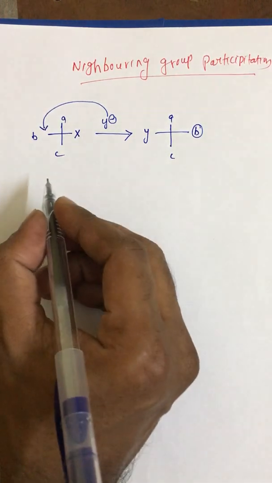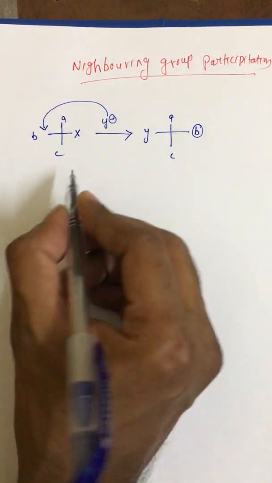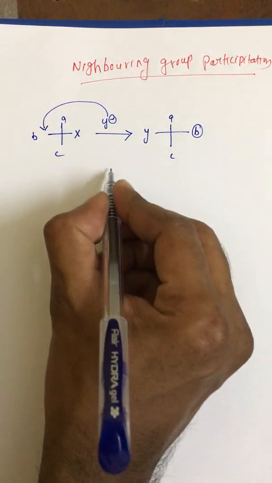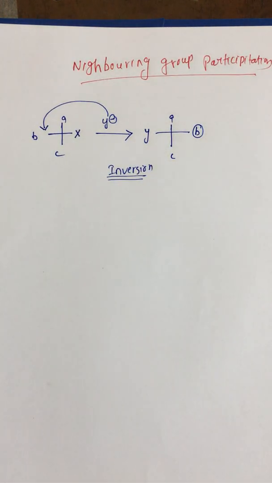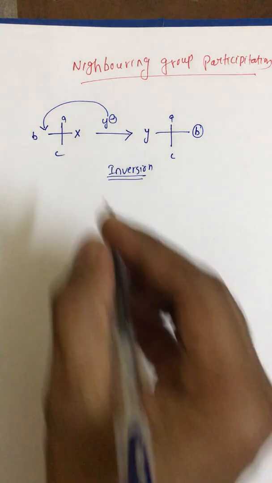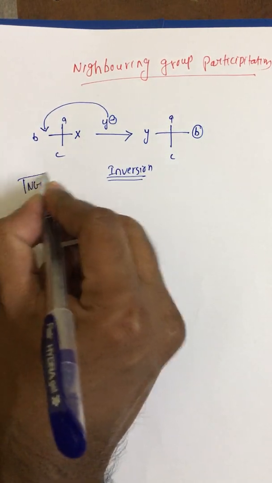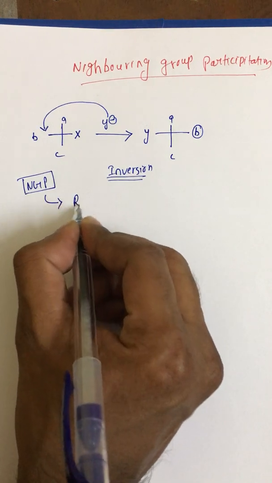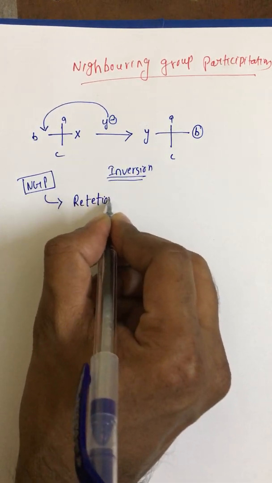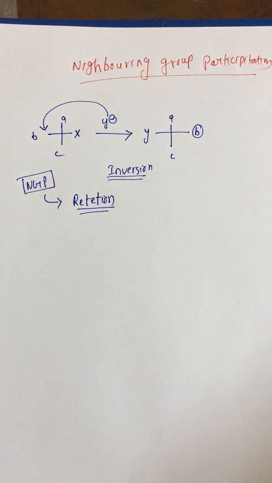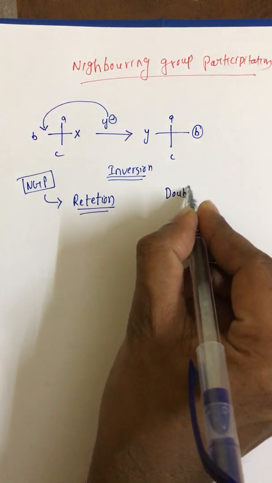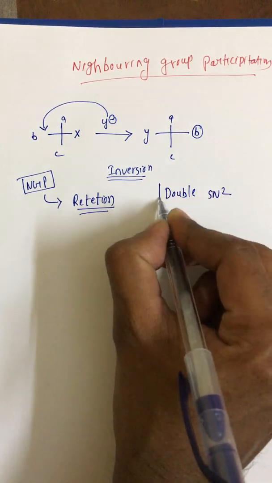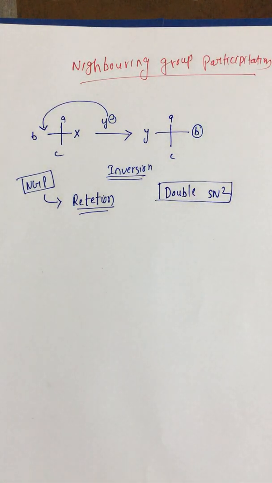But when neighboring group participation is there, generally we see inversion of configuration. From the reactant to product, there will be inversion in the configuration. But when there is neighboring group participation, in that case, the major product will be the retention product. Whatever configuration is there in the reactant, the same configuration will be there in the product side also. This is because neighboring group participation is a double SN2 reaction. So in this case, two SN2 reactions are taking place.